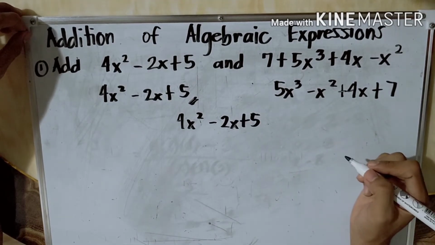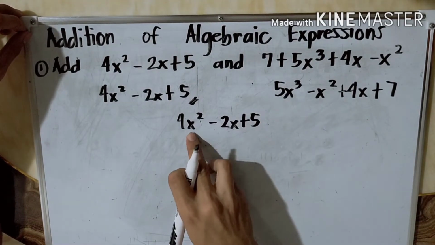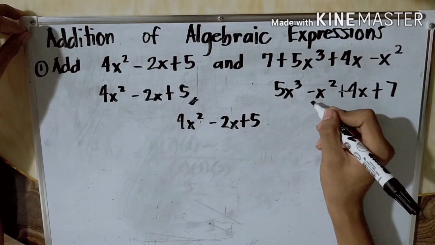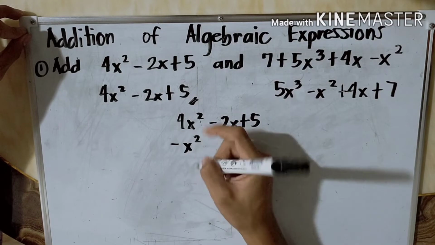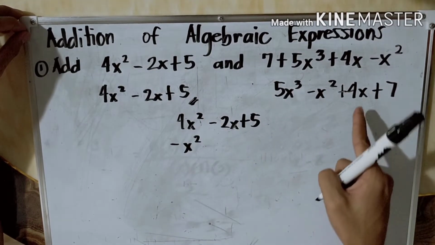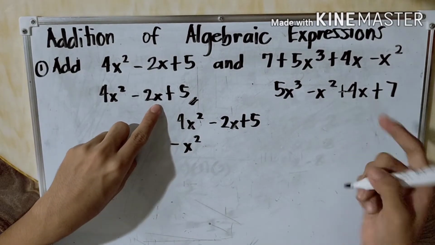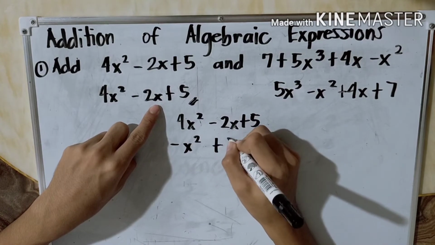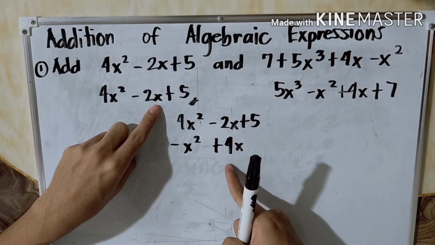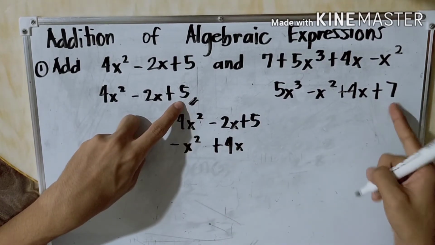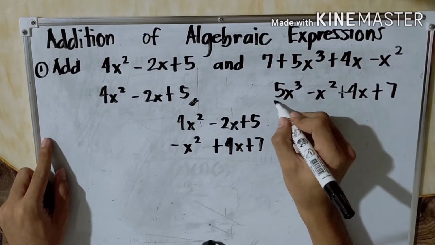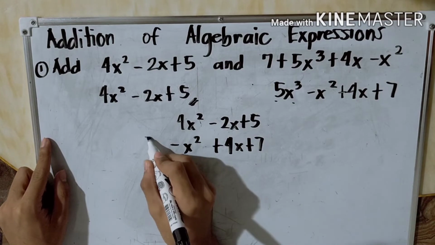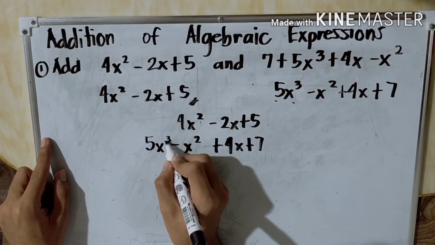Pag sinabi natin i-group, itatapat lang natin. Halimbawa, x squared. Alin dito yung may x squared? Diba ito? Kasama ang sign. Okay, katapat. Then, since parehas silang may x, then parehas 1 na exponent ng x, sila magkatapat. Then, yung constant, lagi natin silang pagtatapatin. And then, ang nawawala is yung 5x cubed. Dito mo siya ilalagay sa unahan na walang katapat.